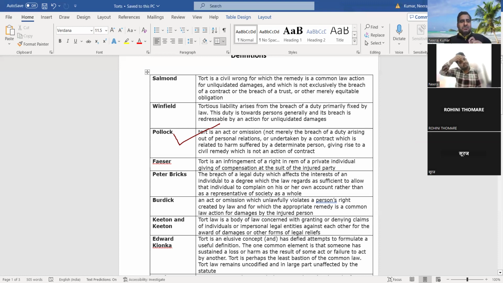The next is Peter Briggs. What is he saying? The breach of legal duty which affects the interest of an individual to a degree which the law regards as sufficient to allow that individual to complain on his or her own account rather than as a representative of society as a whole. He put it in a different way, but again the same thing. He's just saying that it should be against an individual.